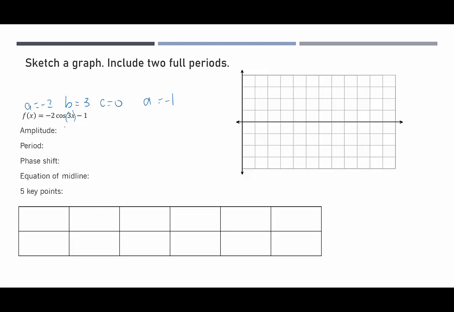The amplitude is going to be the absolute value of negative... sorry, that looks like a 3 to me. Can't read my own handwriting. Maybe I did write -3 by mistake. There we go, -2. The absolute value of -2 is 2.